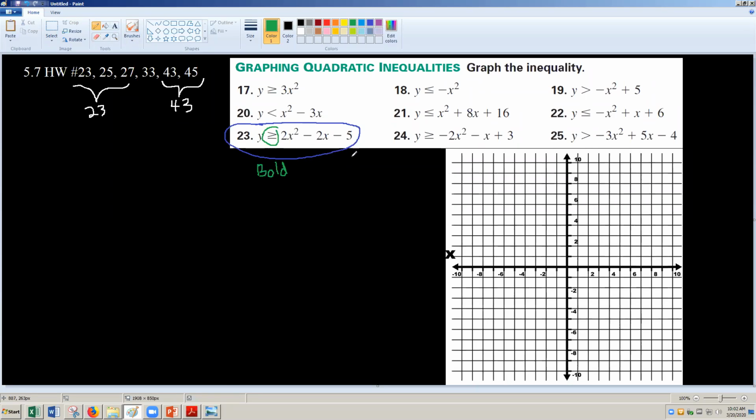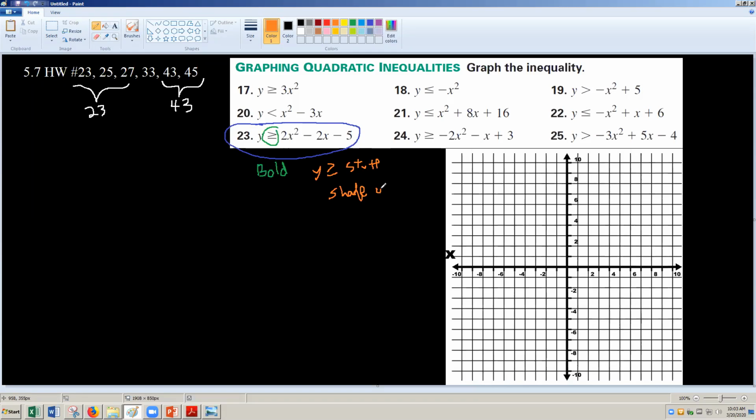It's going to be a bold curve here, so it's not going to be dotted, versus if I was doing number 20, that would be dotted because it's strictly less than. If I was doing number 19, it would be dotted because it's strictly less than. 25, strictly greater than, so again, dotted, versus 22, 21, 24, all of those are going to be bolded curves. So when I'm looking at this, it's going to be bold, and then y is greater than this thing. Since I have y greater than or equal to stuff, basically all I'm saying is I'm going to be shading above.